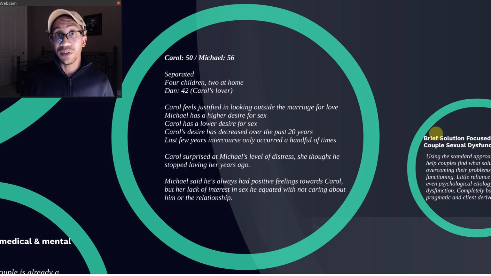And so, if Carol sees that, it actually kind of makes sense too that she would try and find someone who's younger, because she's like, hey, if he's younger, maybe he might have a higher sex drive, because Michael's 56 and Dan is 42. That's a 14-year difference between the two.